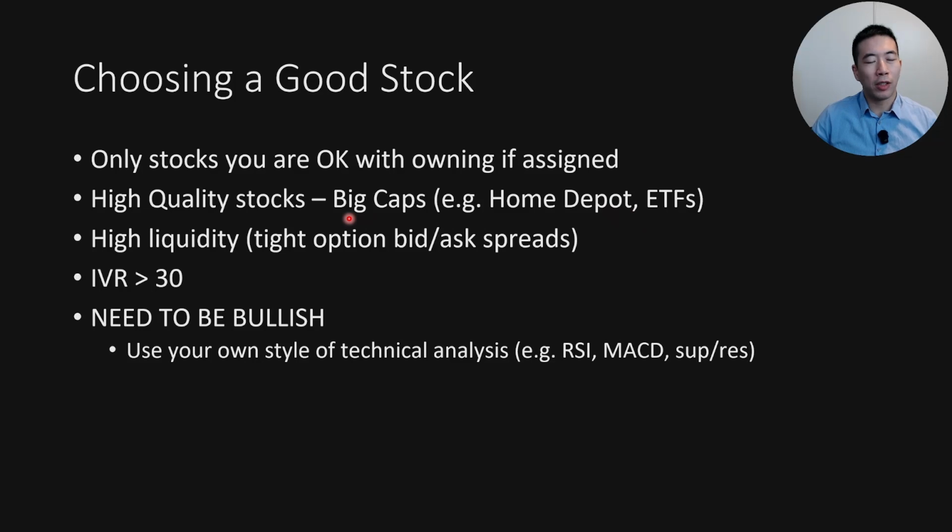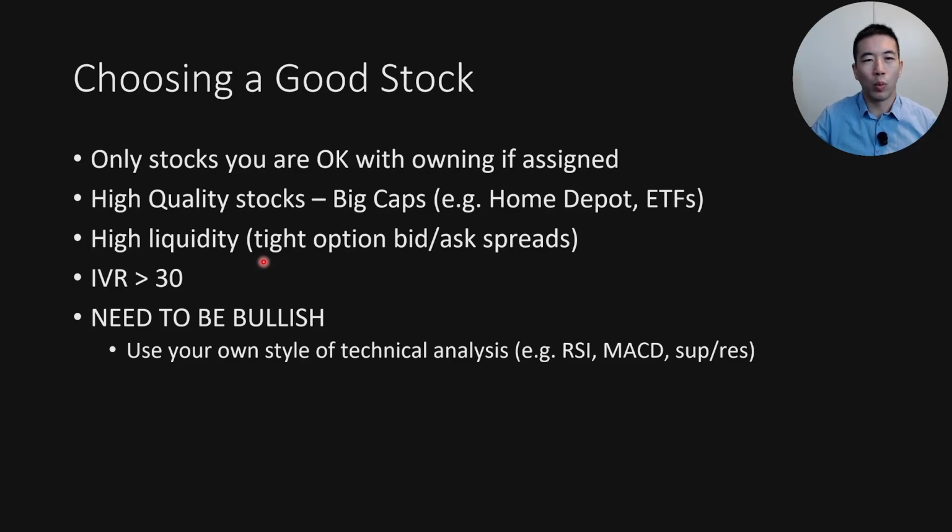Another important factor to consider is that we need to have high liquidity. Why do we need high liquidity, you ask? It is because we need volume. We need tight option bid-ask spreads. Because if you have a wide bid-ask spread, you will get bad fills and the slippage will cost you a lot of money. Any high liquidity stock will have tighter bid-ask option spreads.